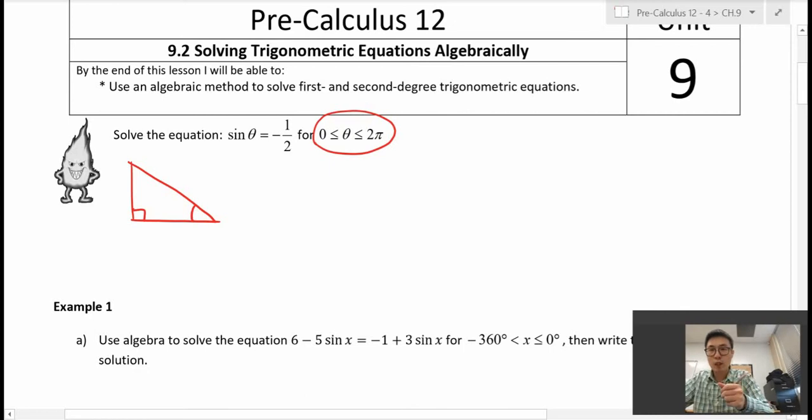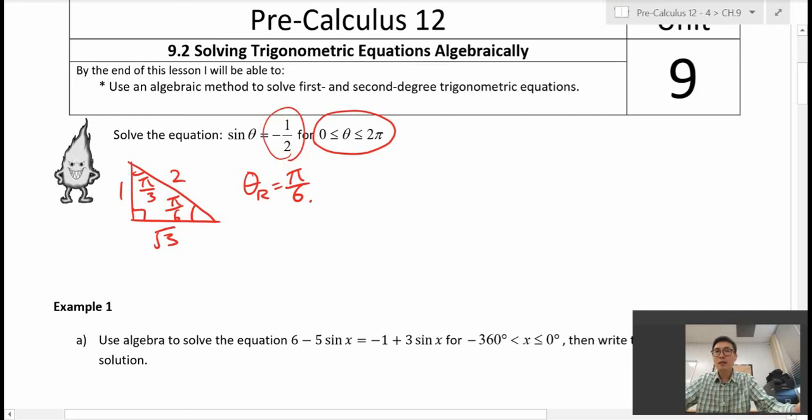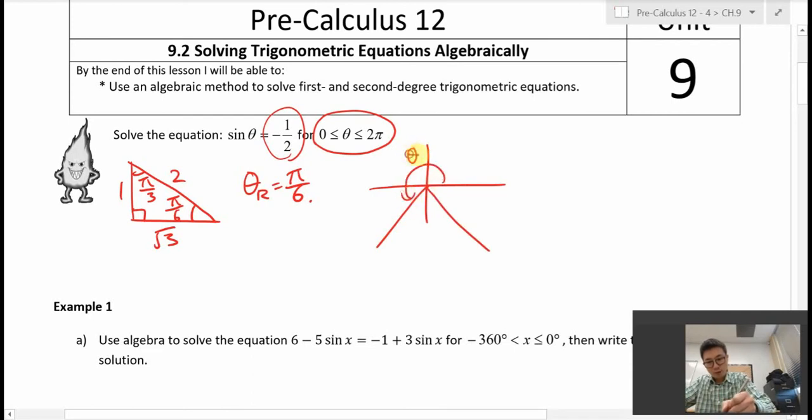So we are working in radians. This is going to be pi over 6, pi over 3, 1, 2, root 3. Sine is opposite over hypotenuse, therefore 1 is the opposite side, and the reference angle is going to be pi over 6. Now because the ratio is negative, we know sine is negative in quadrant 3 and 4. So our two answers will be here and there. Here's my first angle, and this will be my second angle.